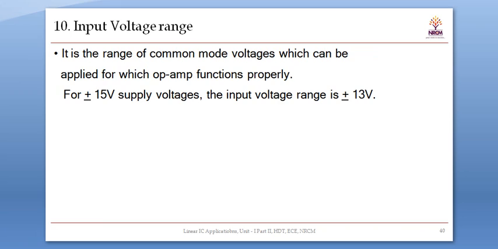Now the input voltage range. It is the maximum range of input voltage that can be applied simultaneously to both the inputs without causing cutoff or saturation of the amplifier. Generally the value of input voltage range is plus or minus 13 volt. So you apply plus or minus 13 volt so that your op amp is not going to be saturated.